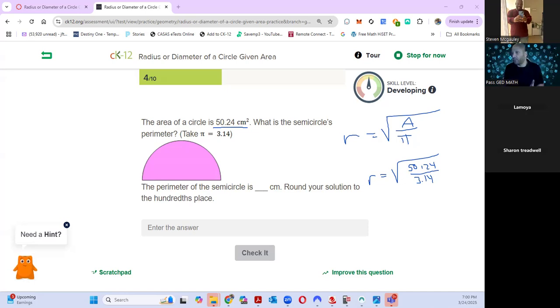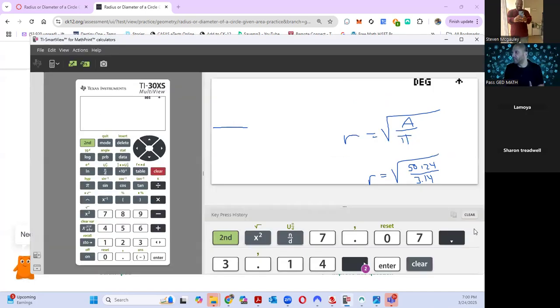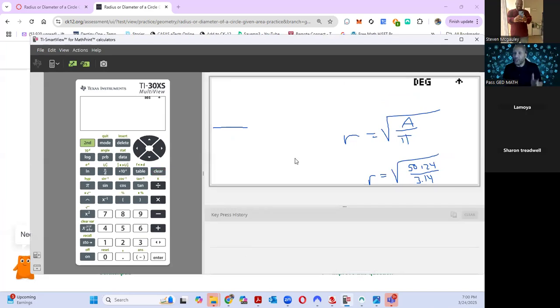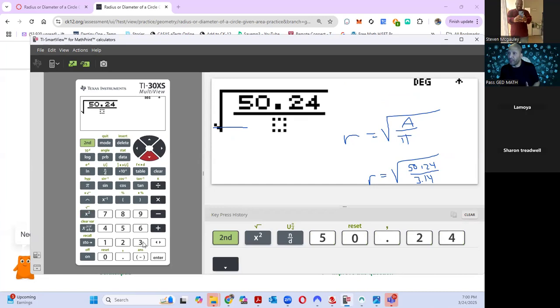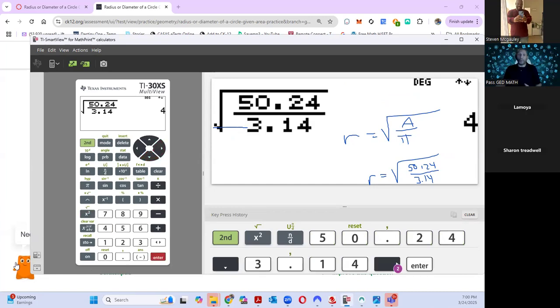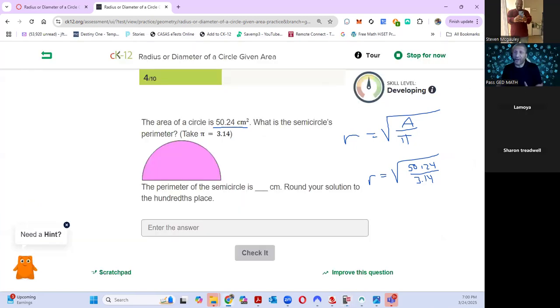Let's do it. Let me clear this out and go through each step. Square root, second, 50.24 divided by 3.14, and I get my radius, which is what? 4. Why did you do that? I don't understand why you did that. Because they're asking for the perimeter, which is the circumference.